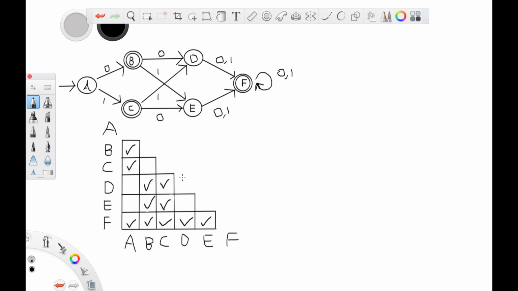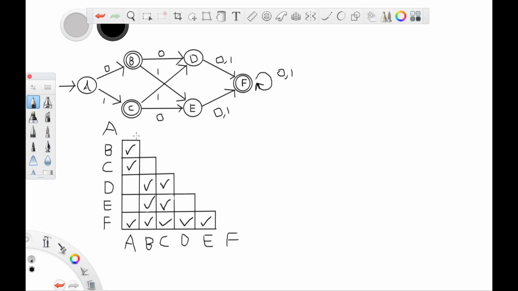Okay, and what about ED? Well, both 0 and 1 on E and D go to F, so it's FF for E and D in both cases, and FF can't be checked. If you get a state and itself, then it's automatically unchecked. So ED does not need to be checked.